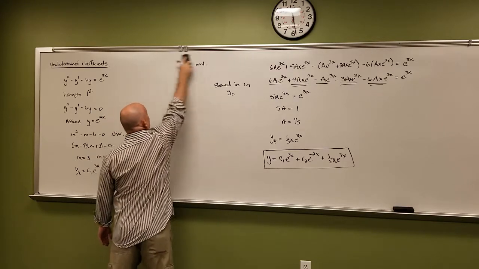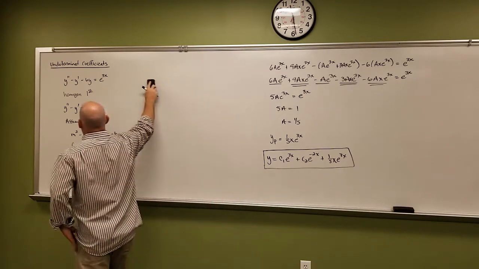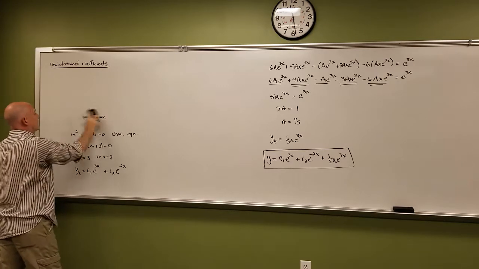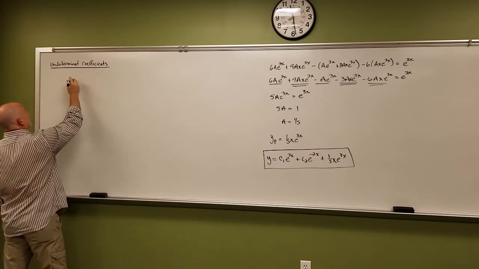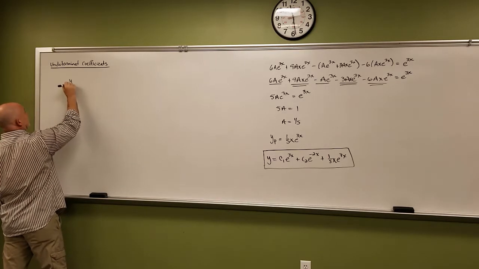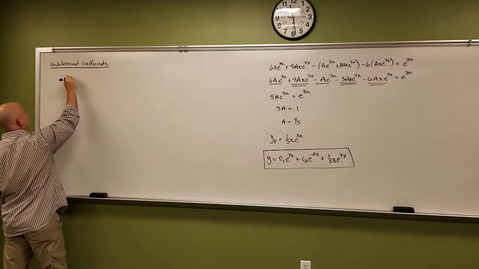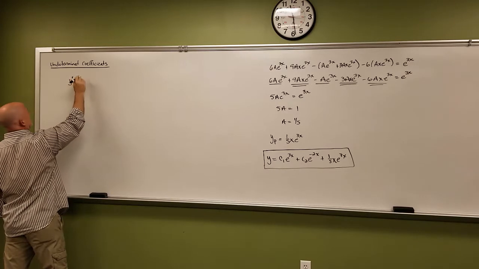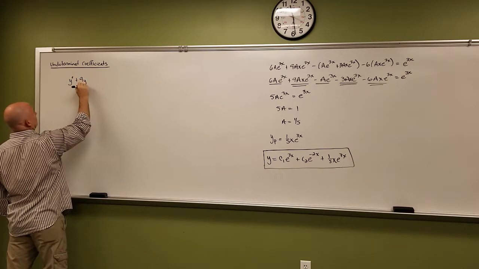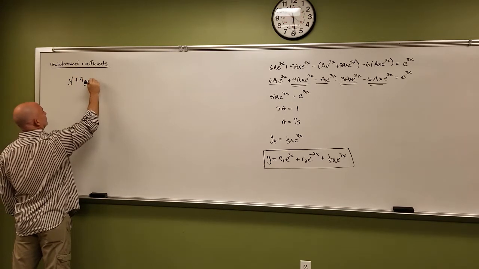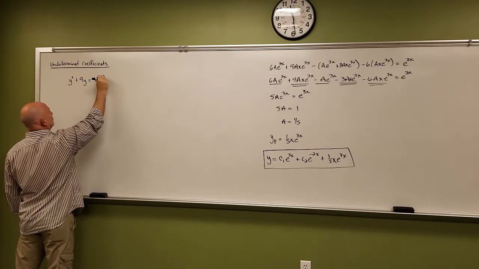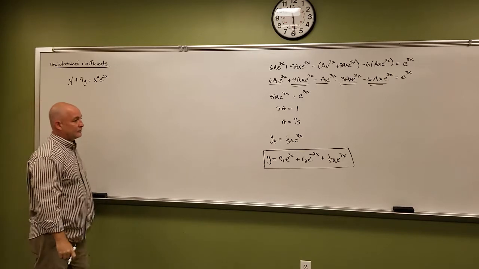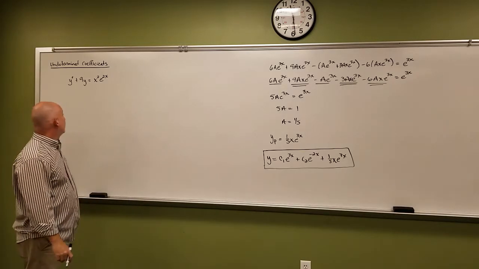Let's try maybe one more here. Let's make this one the hardest one yet. What if I have, let's go, x squared e to the 2x. All right, this one's going to be messy. Let's see if we can make our way through it.